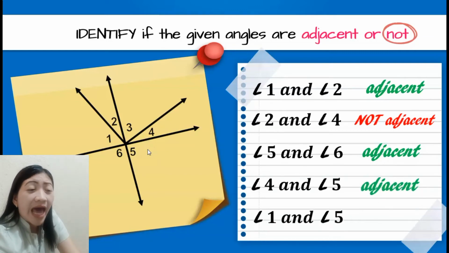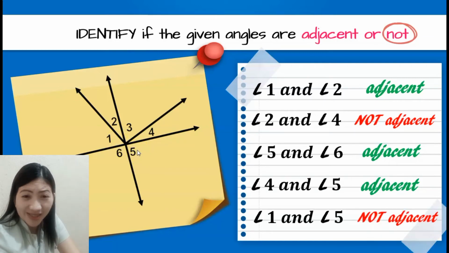The next one, how about angle 1 and angle 5? So this is angle 1 and this is angle 5. So what do you think? Are they adjacent or not? So, ang layo nila. So, wala silang common side. Therefore, they are not adjacent.